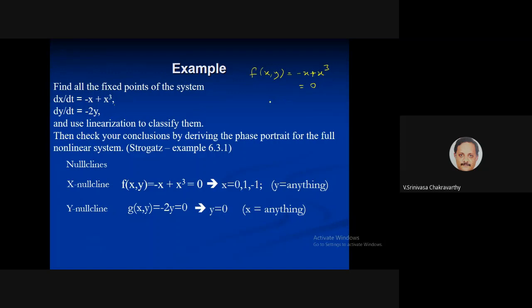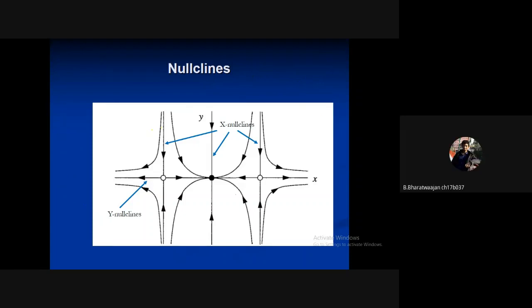Minus x plus x cube is x into minus 1 plus x square, equal to 0. What is x? Minus 1, 0, 1. How is this the null line? What's going on? The null line is the Y-axis and two lines parallel to it. Yeah, very good. So x equal to minus 1, 0, or 1, y equal to anything. So the null lines are these three parallel lines.